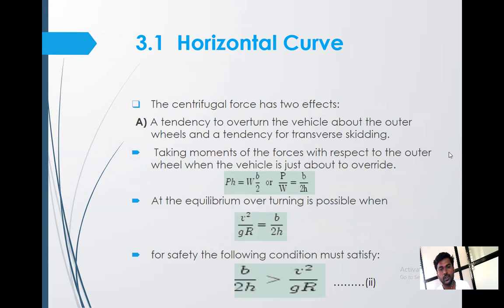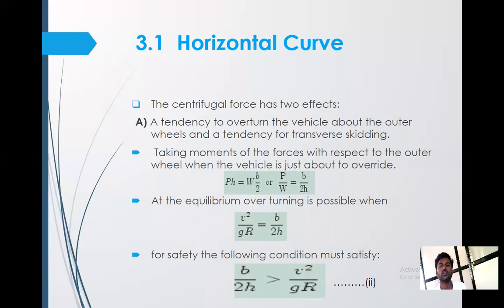Then up to the last lecture we have completed up to this portion. The centrifugal force has two effects. One is the tendency to overturn the vehicle about the outer wheel, and the other is the tendency for transverse skidding. Okay, what is the first one? Tendency of the vehicle to get overturned, and the second one is tendency of the vehicle to get transverse skidding. So these are the two conditions, and we have to derive the formula for factor of safety against these two conditions.